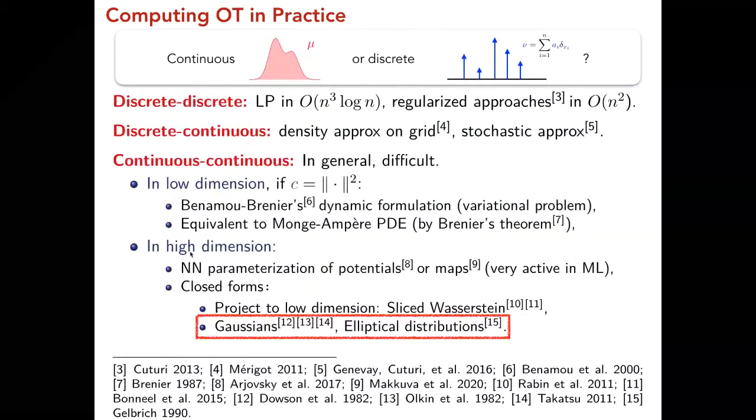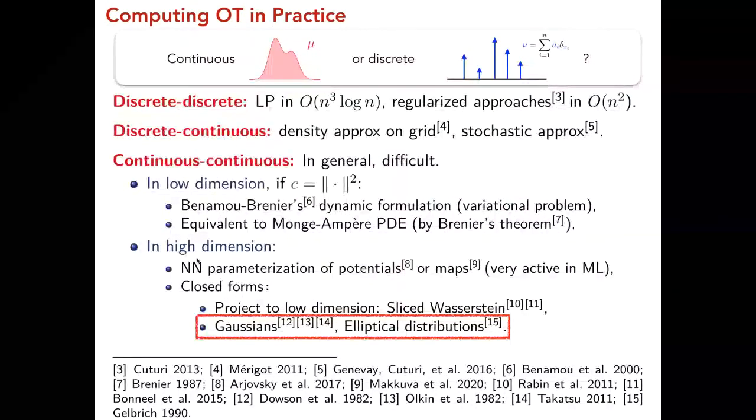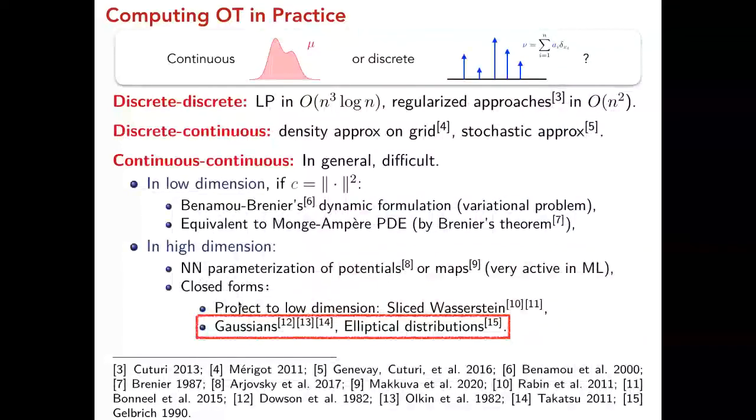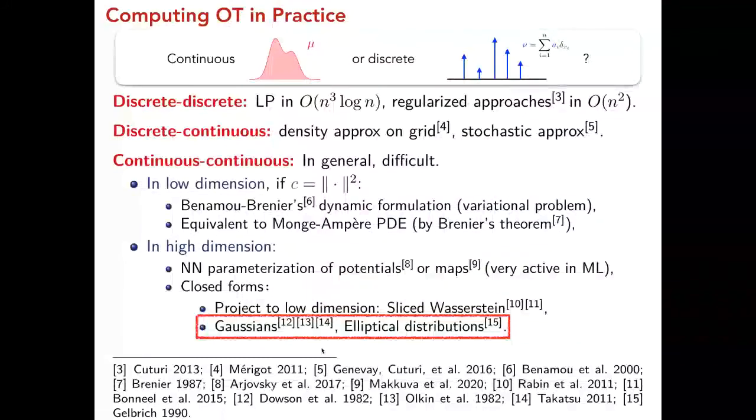And if the dimension gets high, then essentially there are two options. The first one is to use some kind of parametrization for the potentials or the maps, for instance, using neural networks, or to model the data such as to fall back to closed forms. And there are essentially two cases of closed forms. The first one is optimal transport on the one-dimensional line. And the second one, which is the one that's going to interest us in this talk, is the case of Gaussian distributions and elliptical distributions, which are a generalization of Gaussian distributions.